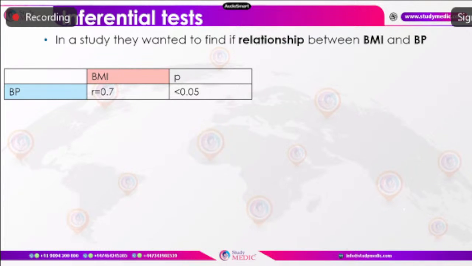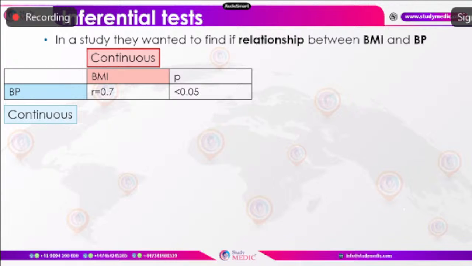Now, in a study, they wanted to find if a relationship between BMI and BP is there or not. And they also wanted to find the strength of this relationship and the direction of this relationship. Now, BP is a continuous variable and BMI is also a continuous variable. That means they want to find out the relationship or association between two continuous variables, that is BP and BMI. That means they want to find, as BP increases, what would be happening to the BMI? Whether it also increases, whether it decreases, or it has no relationship.